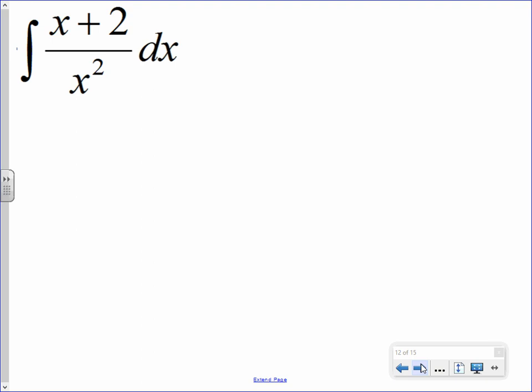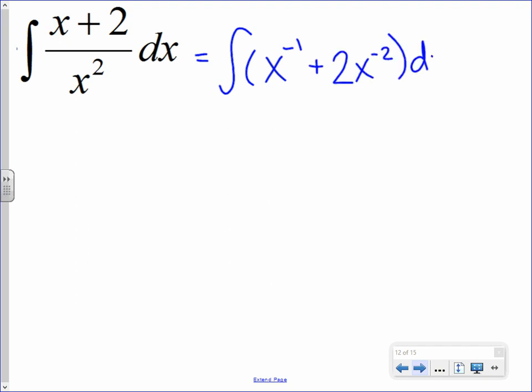Actually, what do we have to do before we take the antiderivative? Get the denominator out. We need individual terms, right? So we have x divided by x squared, x to the negative 1, plus 2 times x to the negative second. So now we can use the power rule, right?